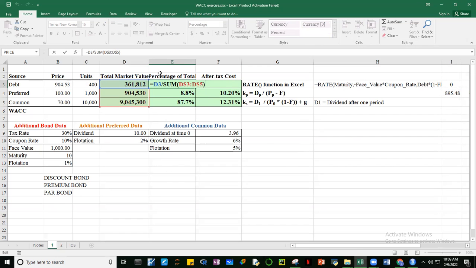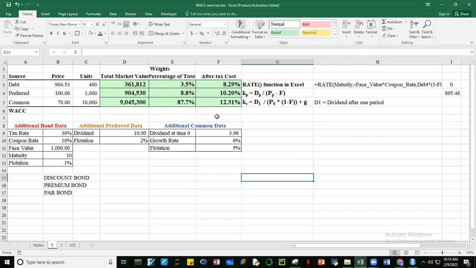So this is your weight. So yung weight ng debt is 3.5, weight ng preferred is 8.8, weight ng common is 87.7. So pinakamalaki yung sa common in this problem. So these are the weights. Okay, paki-chat nga please guys kung nakuha na itong total market value at saka yung percentage of total.